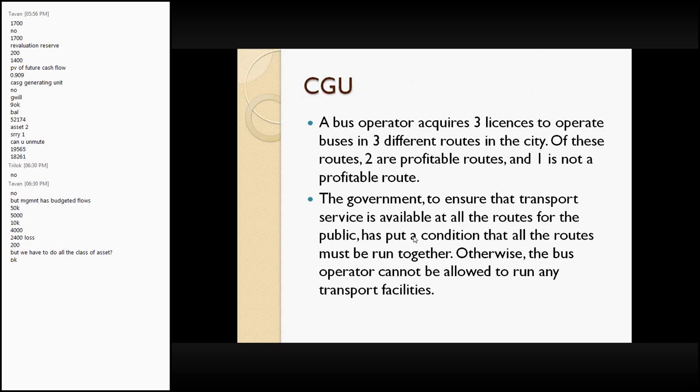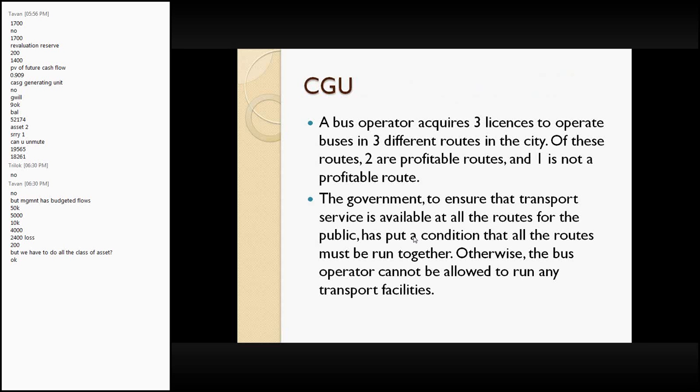Let's have a look at it. A bus operator acquires 3 licenses, and it's mandatory that if the bus operator runs buses on all the 3 routes, then only the government will grant the bus operator the license. Now among the 3 routes, 2 routes are profitable, 1 route is not profitable. But it is a requirement that to get all the 3 licenses, the bus operator has to operate on all the 3 routes. If he doesn't operate on the loss-making route, he cannot operate on the other 2 routes as well. So that means operation of all the 3 routes is one cash generating unit.